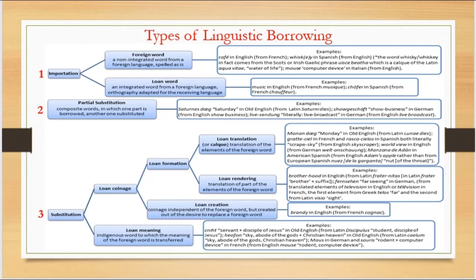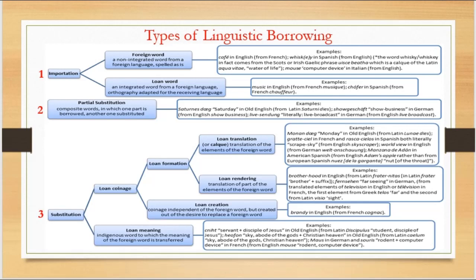Then the second kind of linguistic borrowing is partial substitution, and it includes those composite words in which one part is borrowed from a foreign language. And the third kind of linguistic borrowing is substitution, which is further divided into 2 main types: loan meaning and loan coinage. Loan meaning is the transfer of the meaning of a foreign word to an indigenous word.